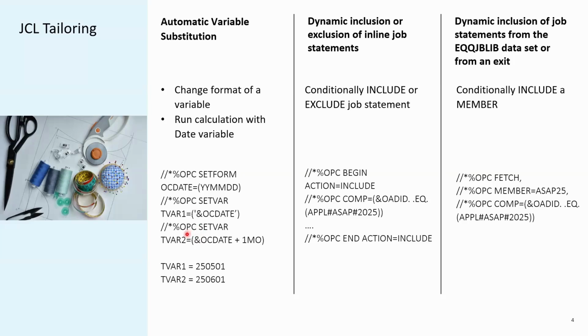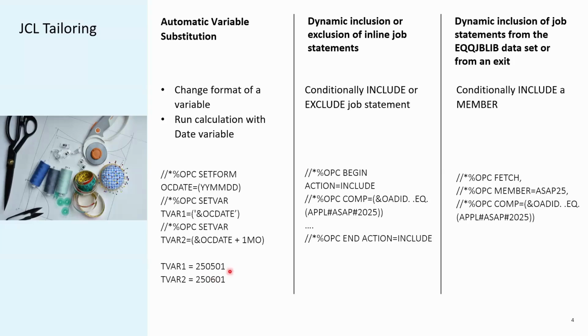In this example, we can see that to TVAR1, we will assign the occurrence input arrival date, and then we'll add 1 month to it. So we'll have the result on the TVAR2 set to 1st of June, and the TVAR1 will be the current date, 1st of May.